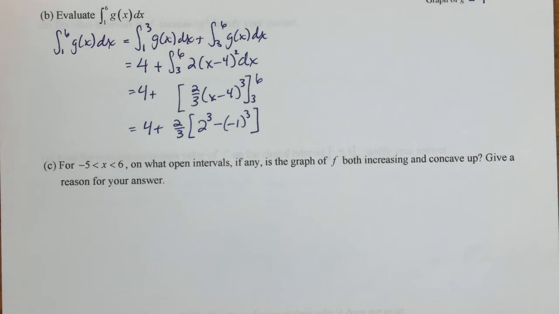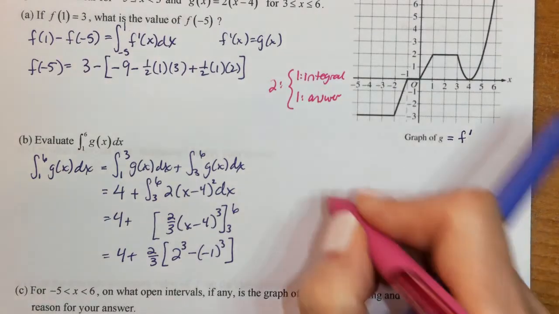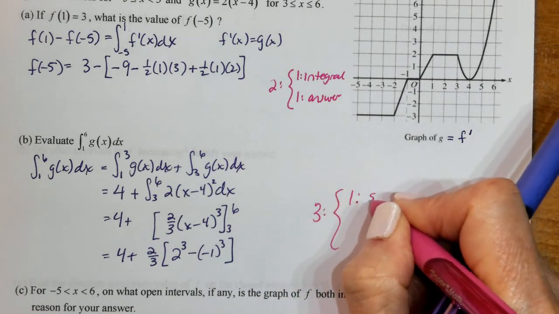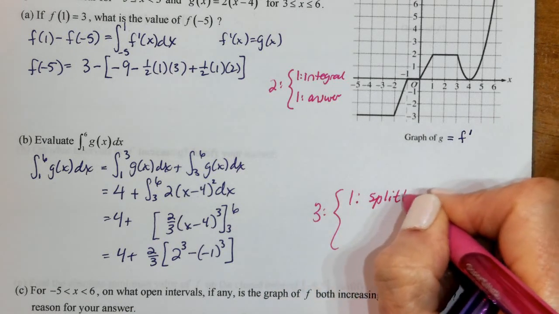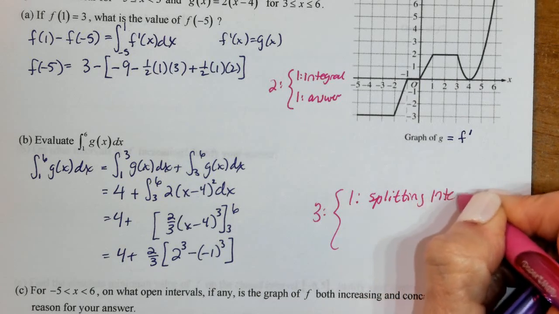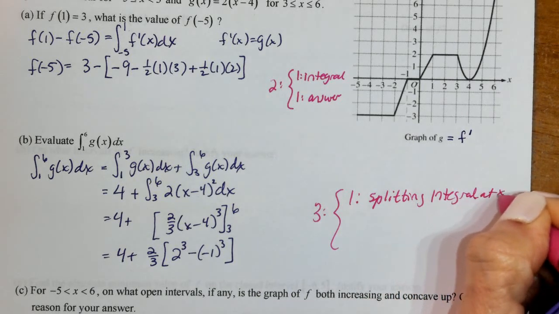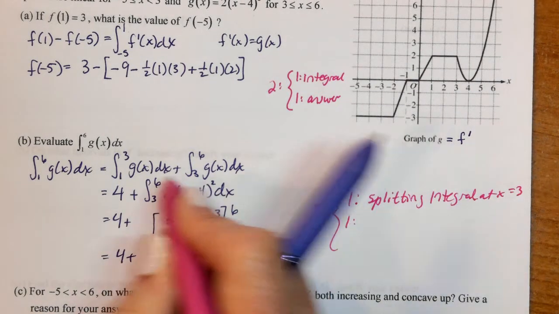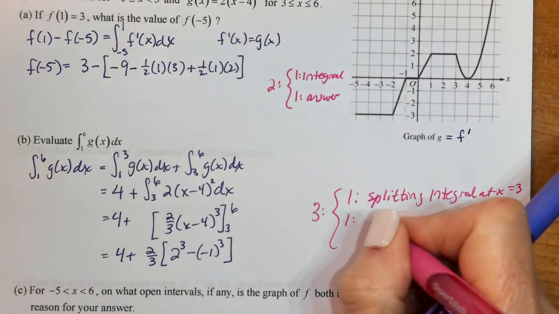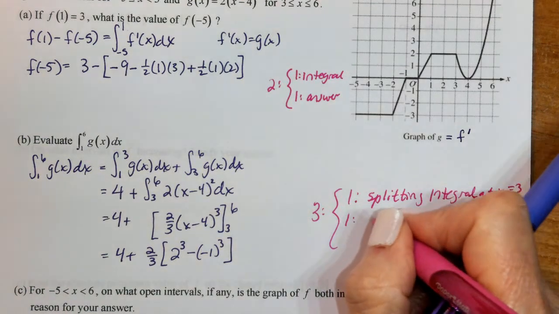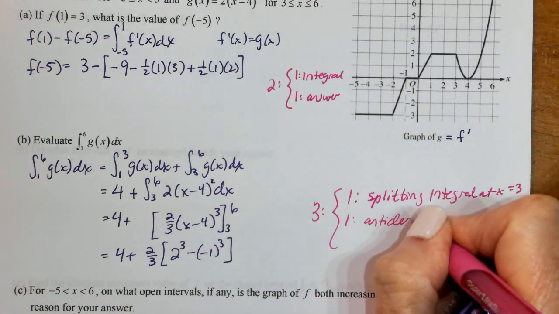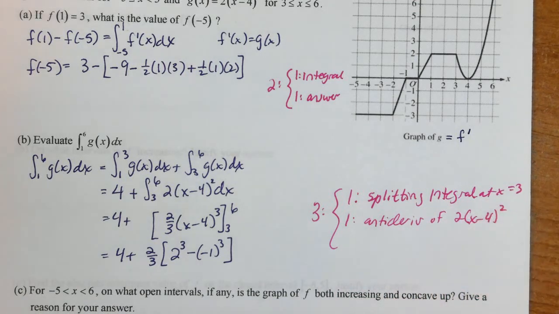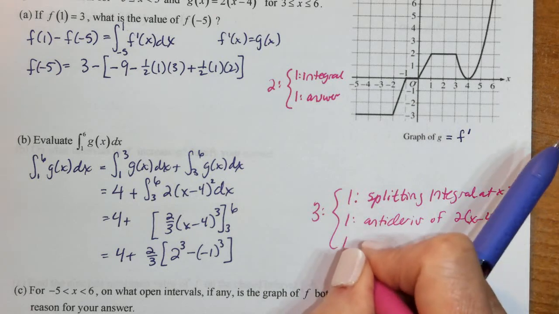Okay, numbers up. Oh, how much was that worth? That was worth 3 points. The first point was for splitting that integral at x equals 3. So splitting that integral was just worth a point, right, just from splitting that. 1 point for the antiderivative of 2 times x minus 4 squared, and then 1 point for your answer.